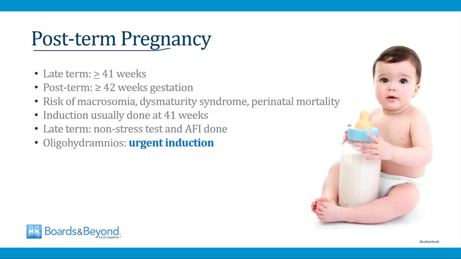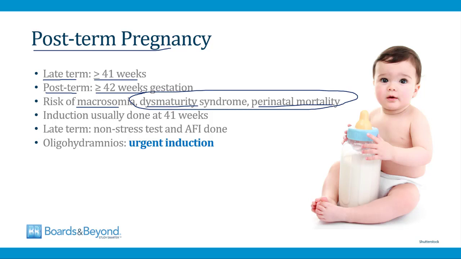Let's talk about post-term pregnancy. So pregnancies are called late term if they've gone beyond 41 weeks without the onset of labor. A post-term pregnancy is a pregnancy that goes beyond 42 weeks without the onset of labor. And when pregnancies go on this long, there's a risk of macrosomia, meaning a very large baby, also the dysmaturity syndrome, and a number of causes of perinatal mortality. And I talk about all of these things in more detail in videos in the pediatrics section.